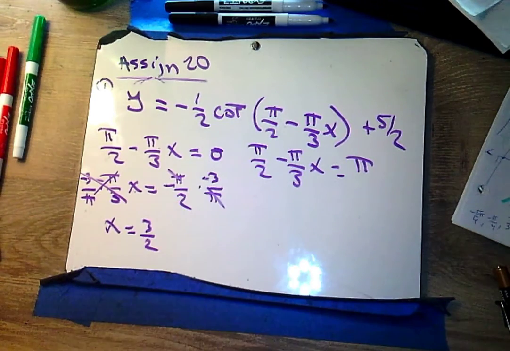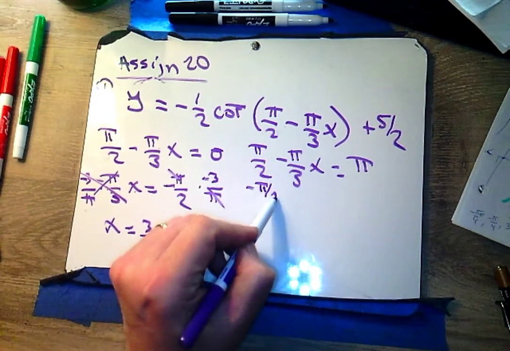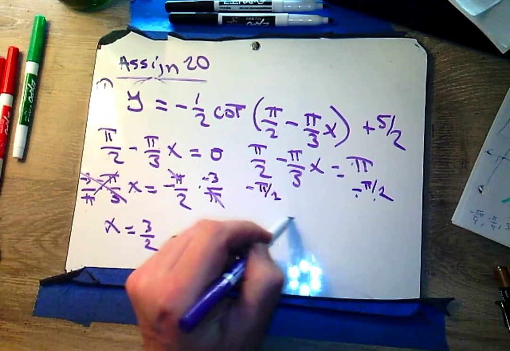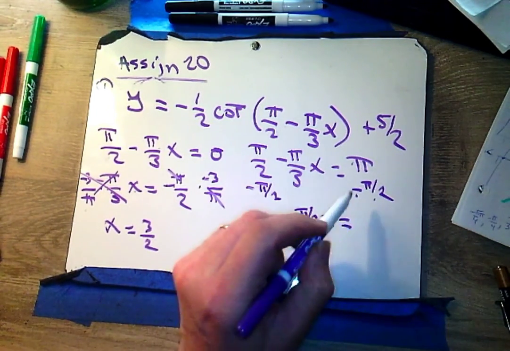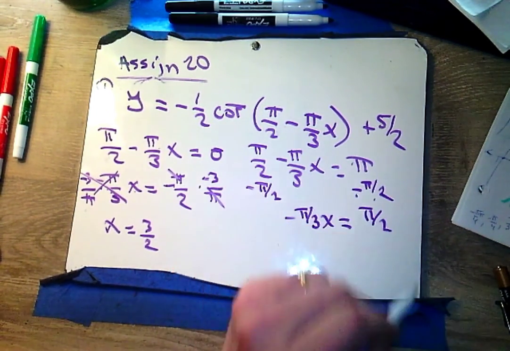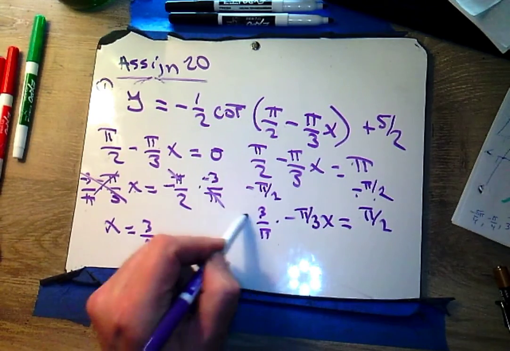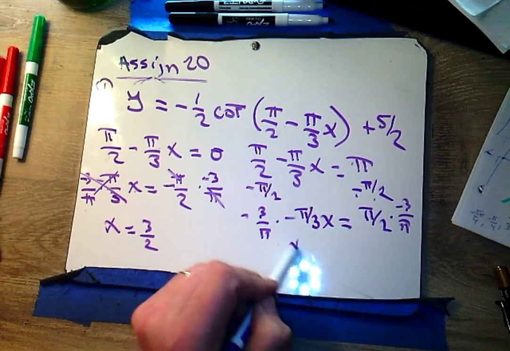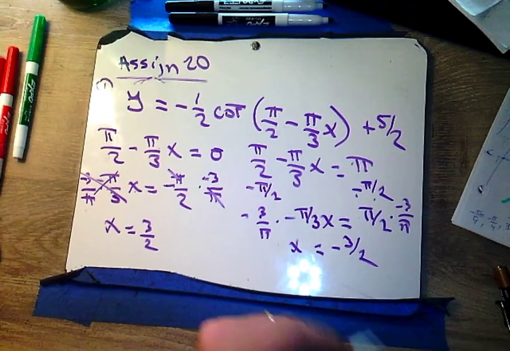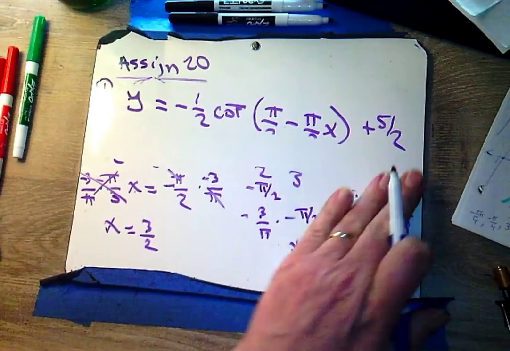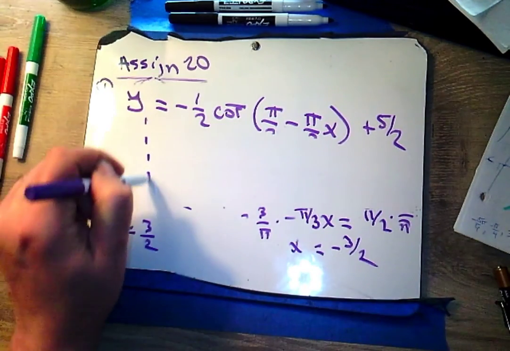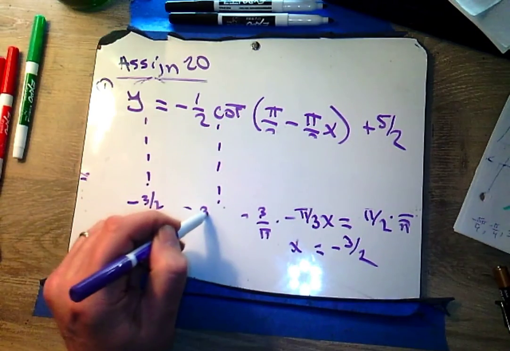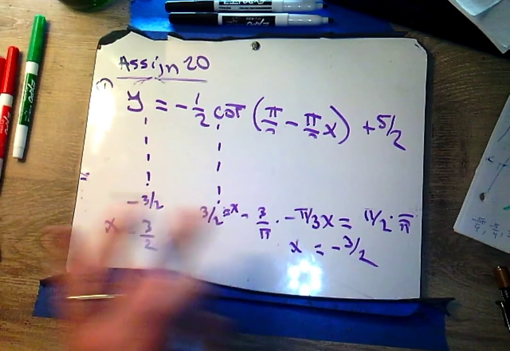Okay, what about this equation? Well, I'm subtracting pi over 2. 2 pi over 2 minus 1 pi over 2 is 1 pi over 2. And then I'm going to multiply both sides by 3 over pi. And that gives me x equals negative 3/2. Well, that's pretty straightforward. We've got negative 3/2, and we've got positive 3/2.